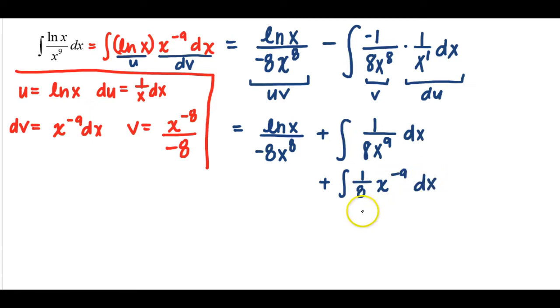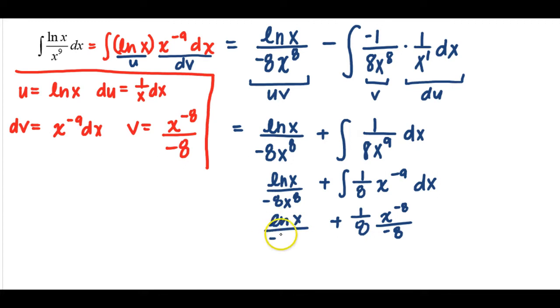And so if I integrate this, I'm going to get 1 over 8 and then x to the negative 8 divided by negative 8. And we still have to continue to bring this down every time: ln x over negative 8x to the 8th. And so now we can just combine this, and we of course need our plus c.